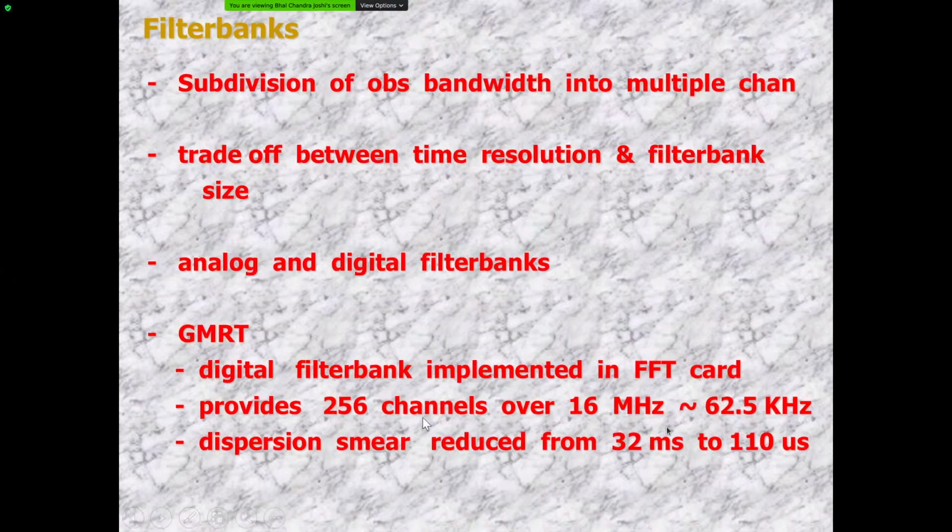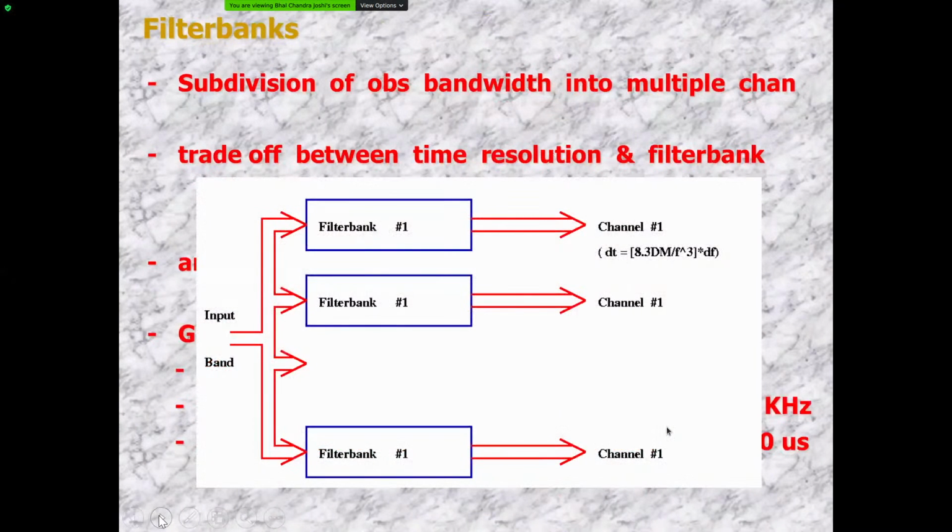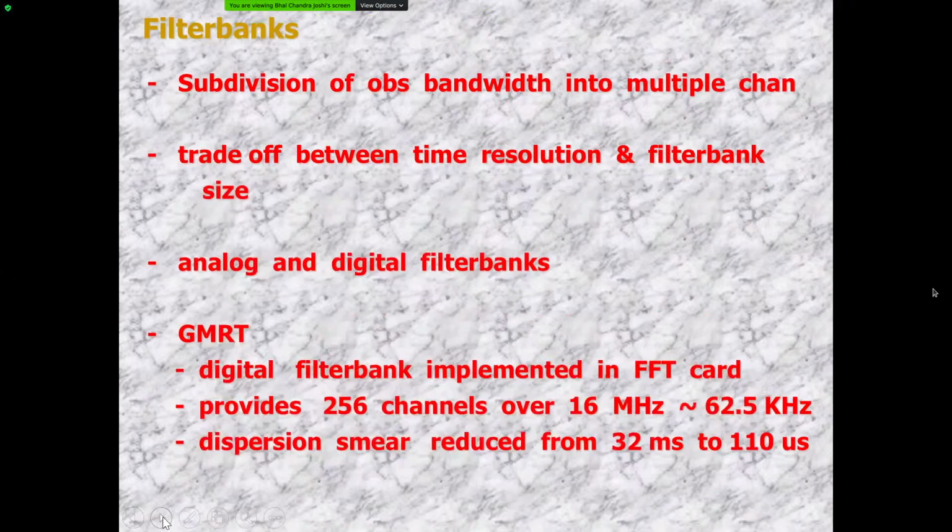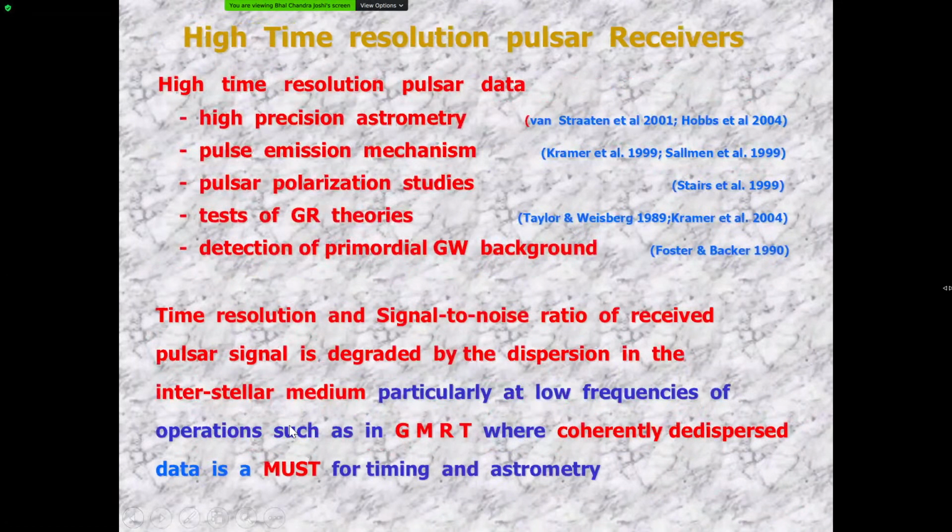Okay, so you could see that dispersion smear could be significantly reduced, but still it would be of the order of a few microseconds. So if you want a better resolution, you needed a much larger number of channels. Okay, and this is just schematically showing what the FFT does. So you have the input band and it just splits it into a large number of channels. But as I said, there will always be some dispersion smear and that will limit your time resolution.